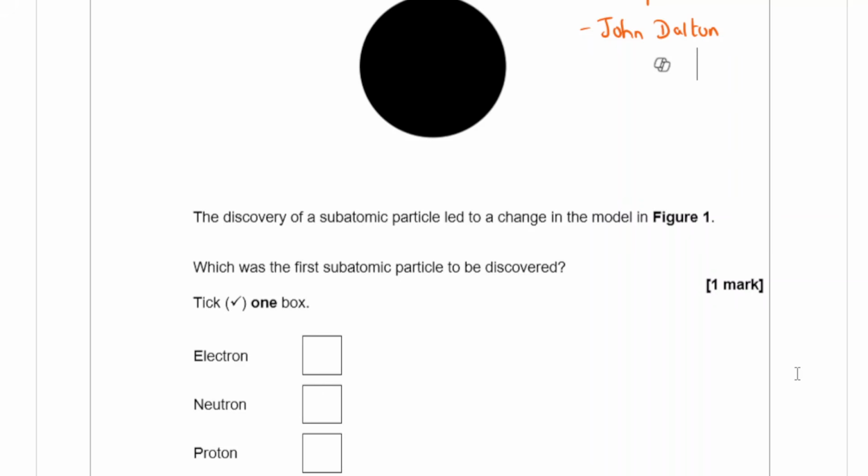The discovery of a subatomic particle led to the change in the model in figure 1. Which was the first subatomic particle to be discovered? That would be the electron. This was the first particle to be discovered, then the proton was discovered, and then the neutron was discovered last.